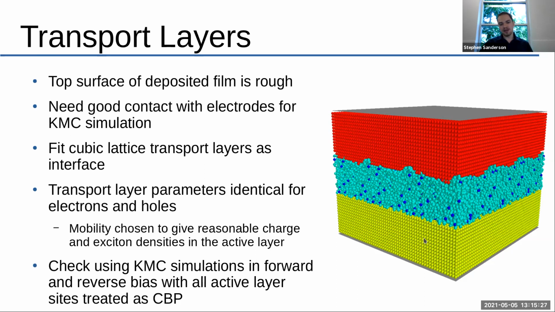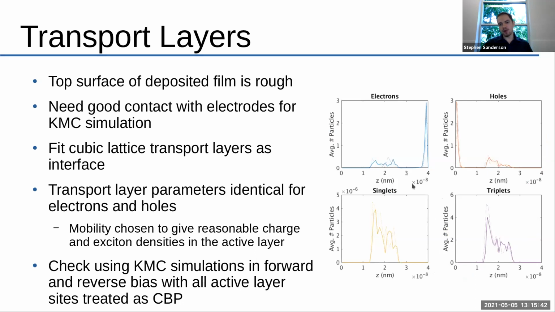Just to validate this, we ran a simulation where the ERPI molecules were treated as if they were CDP, so that any density variance across the film didn't matter. We can run in forward and reverse bias. The solid line here is forward bias, and the dotted line is reverse bias, but flipped. And we can see that we get the same number profiles of all our species. So the fitting of the transport layer to the rough surface isn't affecting the dynamics of our system.